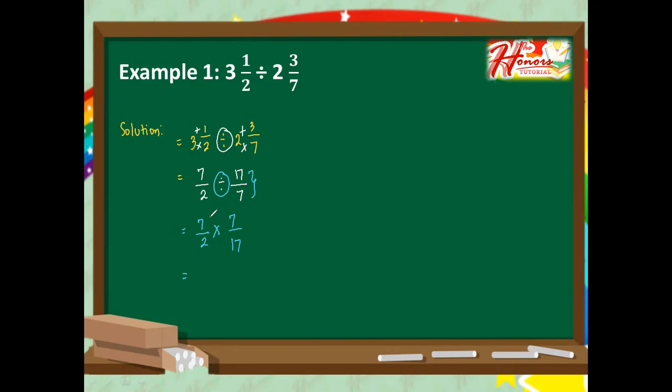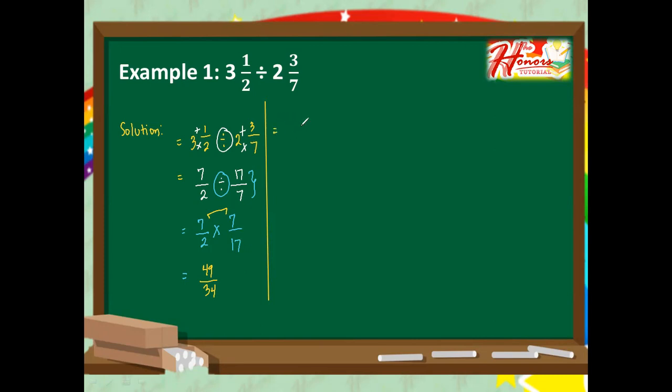So multiply the numerators. That's 7 times 7 is 49 here. And then 2 times 17. So that's 34. If you're asking if it is the final answer, no, it's not. It is because 49 over 34 is an improper fraction. So therefore, you have to change that into mixed number.